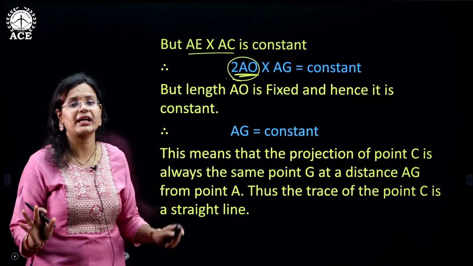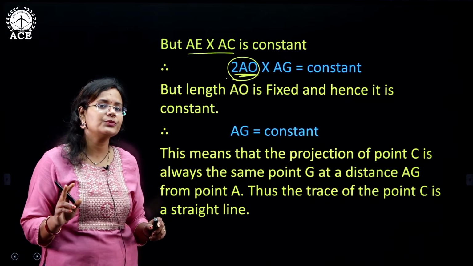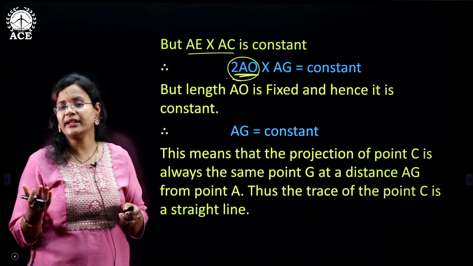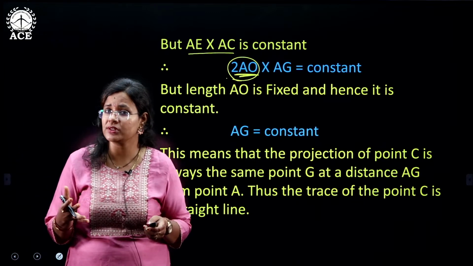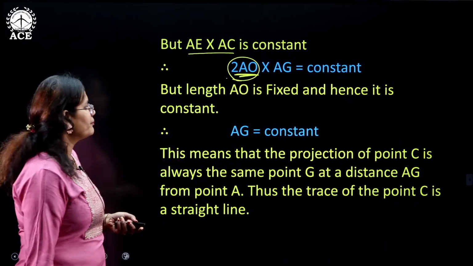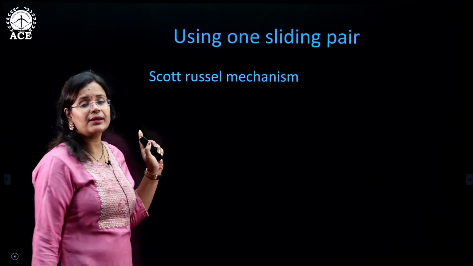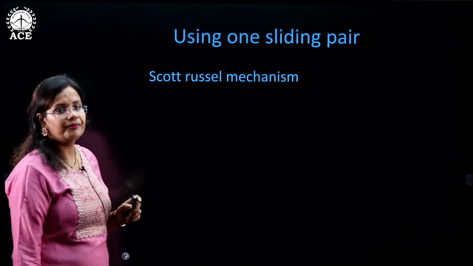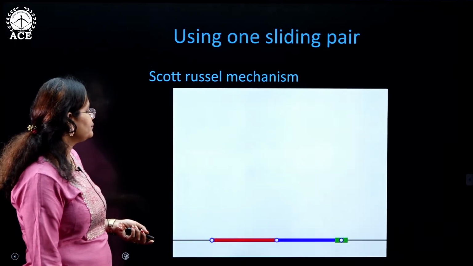This is about the Hart's mechanism. So two mechanisms with turning pairs are clear. I also told that an exact straight line mechanism is also possible using one sliding pair. So what is that? Let us see. Using one sliding pair, the mechanism is called the Scott-Russell mechanism. Let us see how that looks.